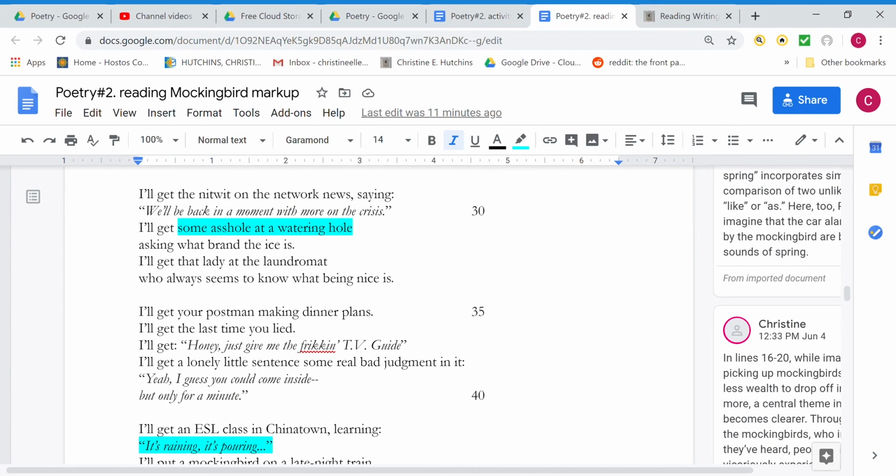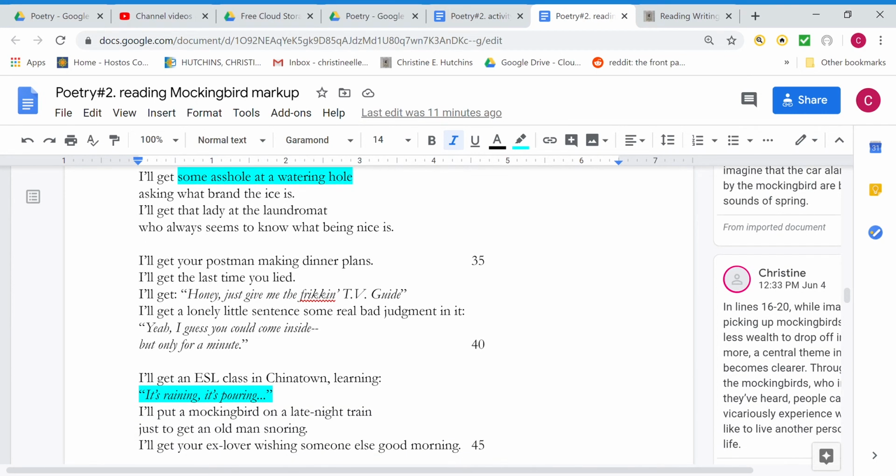The asshole at the watering hole is actually he's sort of imagining a stereotype of an up-and-coming wealthy young guy who's the asshole at the watering hole asking what brand the ice at the bar is, as if ice comes in brands and he's willing to pay more for his ice as long as he can get the fancy new name brand of ice. And I really hope that corporations don't come up with the idea of selling name brand ice to charge us more money for our ice as they have done for water.